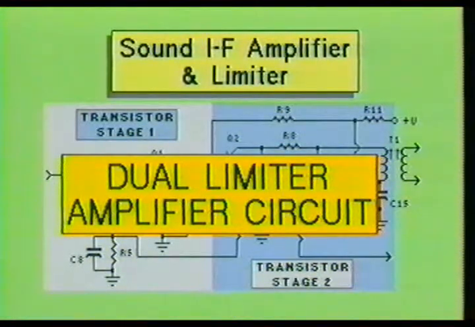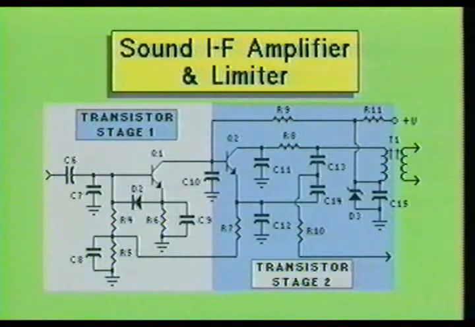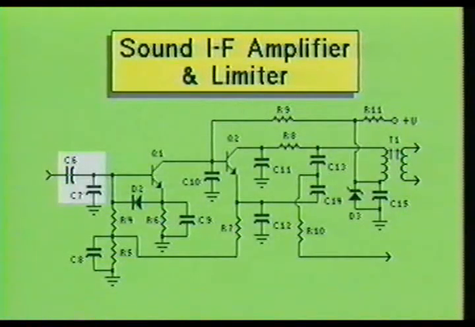Here you see a dual limiter amplifier circuit. Each transistor stage not only limits the 4.5 MHz signal, but amplifies it as well. The 4.5 MHz signal, which comes from the sound IF detector stage, is impedance matched into the sound IF amplifier by capacitors C6 and C7. A correct impedance match is required to drive the base of transistor Q1. The capacitive reactance of capacitors C6 and C7 provides a voltage divider at 4.5 MHz, so the signal levels will be appropriate going into this stage. A correct impedance match also keeps the previous stages from being loaded down.